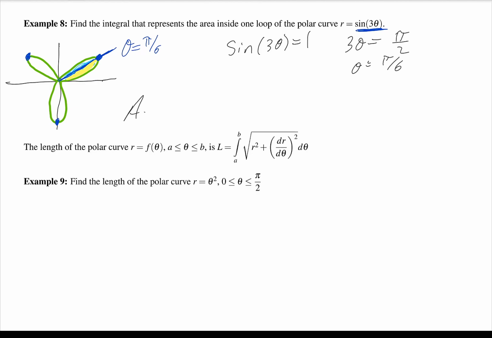So this will be A equals 2 times the integral from 0 to pi over 6 of 1/2 times... So now here, notice I only have one curve, right? So I don't need to use this new equation that we've learned where it's the bigger radius minus the smaller radius. So this is just going to be 1/2 r squared. So this is sine squared 3 theta d theta. Okay, and that will be the integral that represents this area.